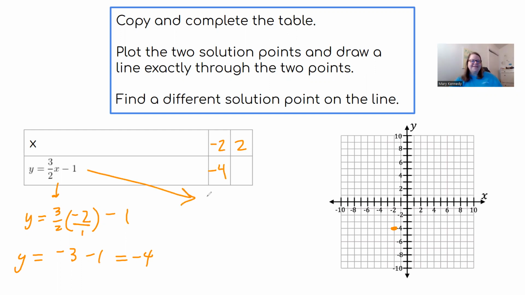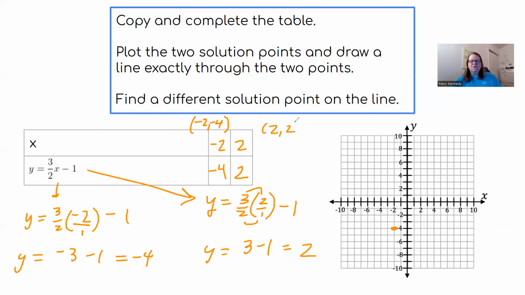All right, now let's do the same thing, but let's plug in the +2. I put it over 1 just to help me think through it. So 3 times 2 is 6. 2 times 1 is 2. 6 divided by 2 is 3. So I've got 3, and I bring down the -1. 3 minus 1 is 2. All right. So when we put in a +2, we get out a +2. So 2, 2. So we had -2, -4 for the first coordinate, and then we got 2, 2 for the second one.